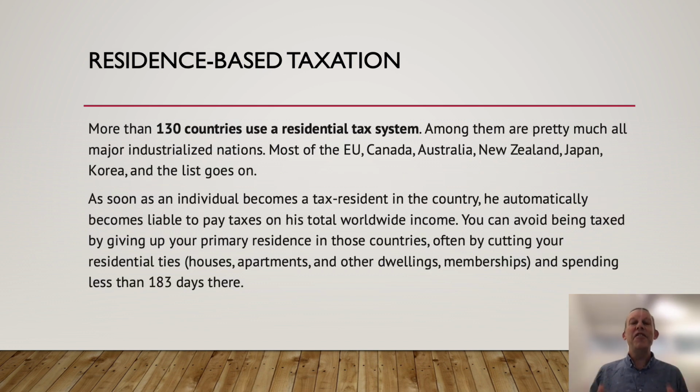Most countries, more than 130 of them, use a residence-based taxation system. These are most of the industrialized nations on Earth, including the European Union, Canada, Australia, New Zealand, Japan, Korea, and more. You'll note that there are roughly 220 countries on Earth, and so this is a substantial majority of them. So, as soon as an individual becomes a tax resident in that country, they automatically become liable to pay taxes there. So what does this mean? This means that because I live in Argentina, I have to pay taxes on my worldwide income in Argentina.